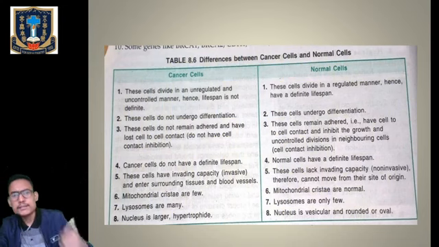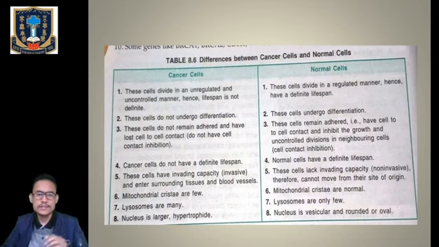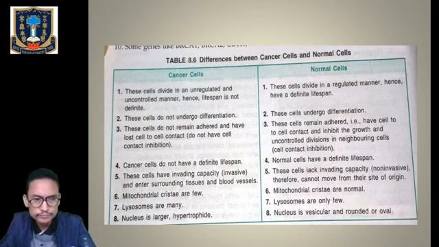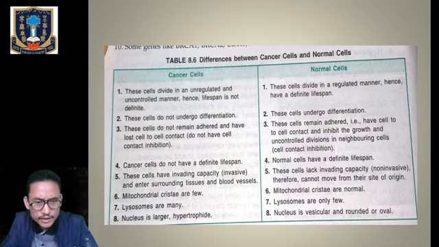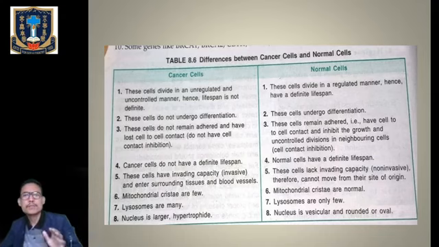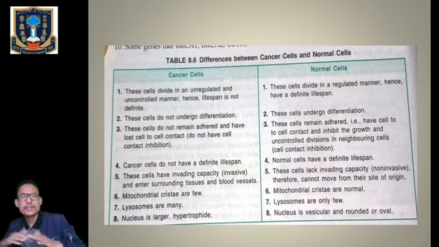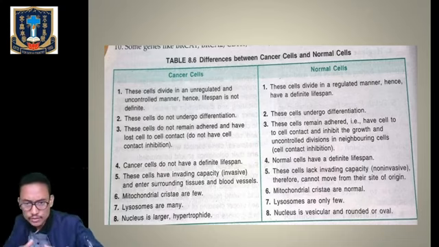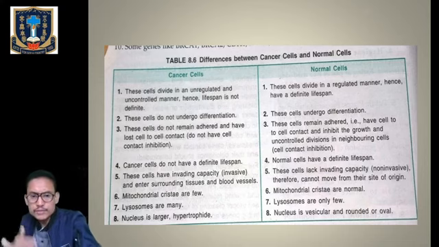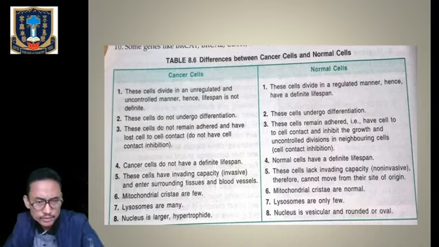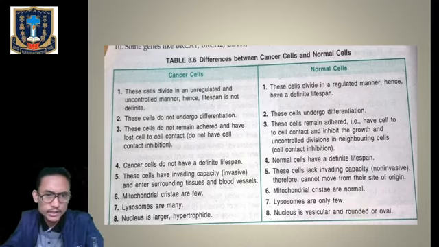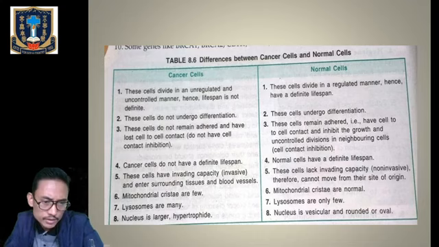Now let us look at the difference between the cancerous cell and the normal cell. What are the differences? First one, you can see over here, these cells divide in a cancer cell. These cells divide in an unregulated and uncontrolled manner, hence the lifespan is not definite. Since cancerous cells undergo uncontrolled cell division and uncontrolled growth, the lifespan of a cancerous cell is not definite. We cannot presume the life cycle of a cancerous cell.